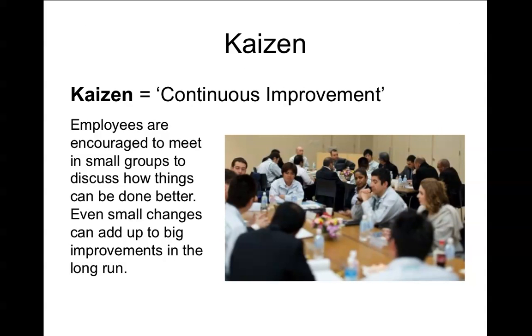Kaizen is a part of lean production. It's called continuous improvement. And what it means is that employees are encouraged to meet in small groups to discuss how things can be done even better. Even small changes can add up to improvements in the long run. And that's what you want to look at for your vocab term.